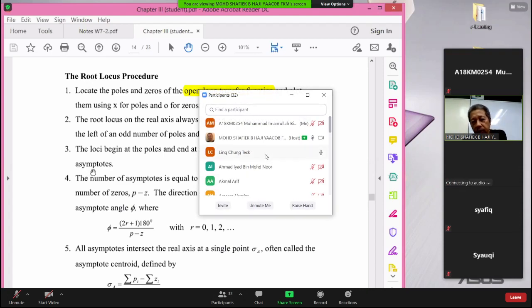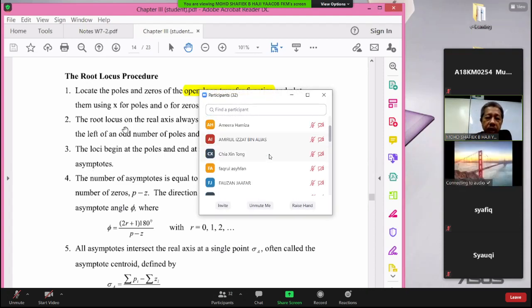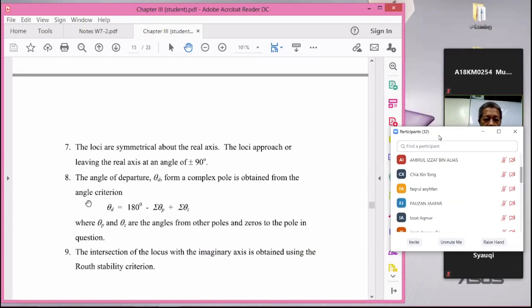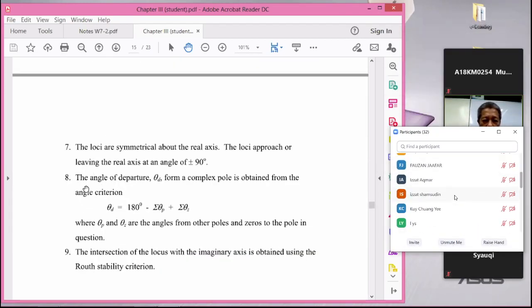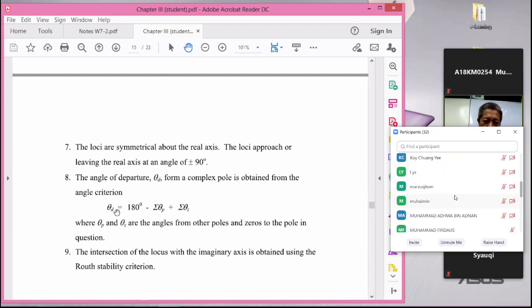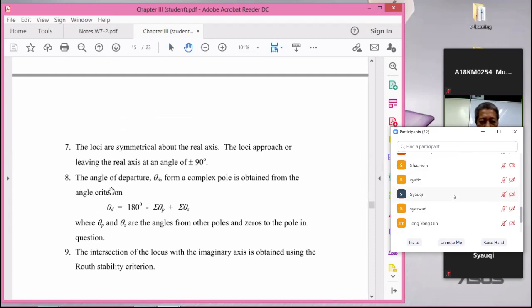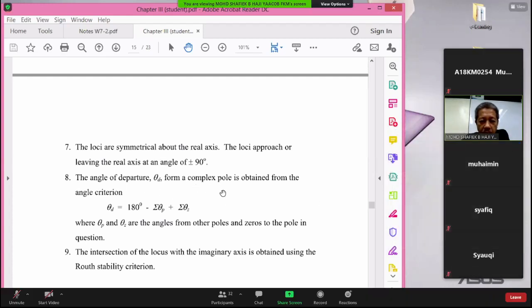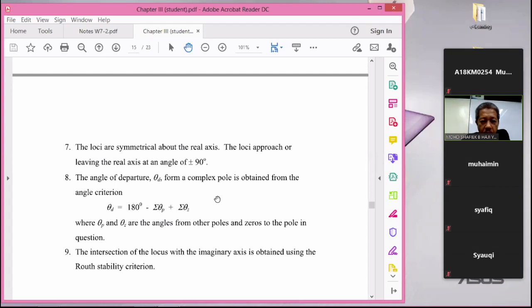In our example yesterday, we didn't go through this step 8, computing the departure angle from complex pole, because all of our poles are real, having only real values. They don't have the complex part. So today we're going to look at one example where you're going to have some complex pole. If you have complex pole, then you cannot omit this step 8.